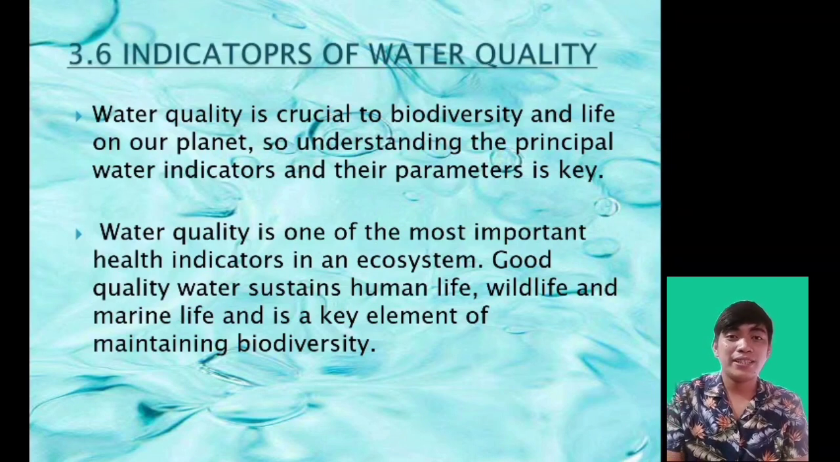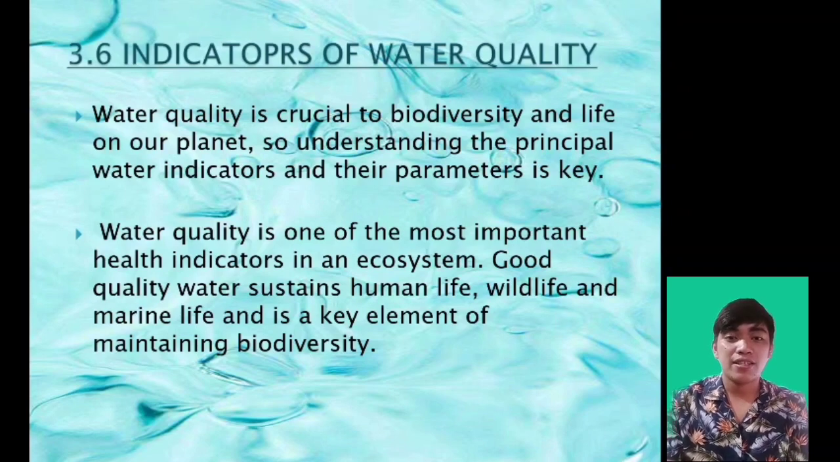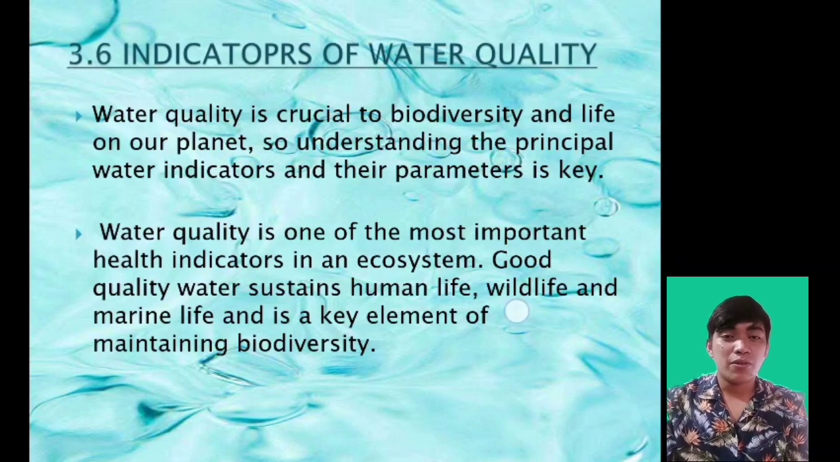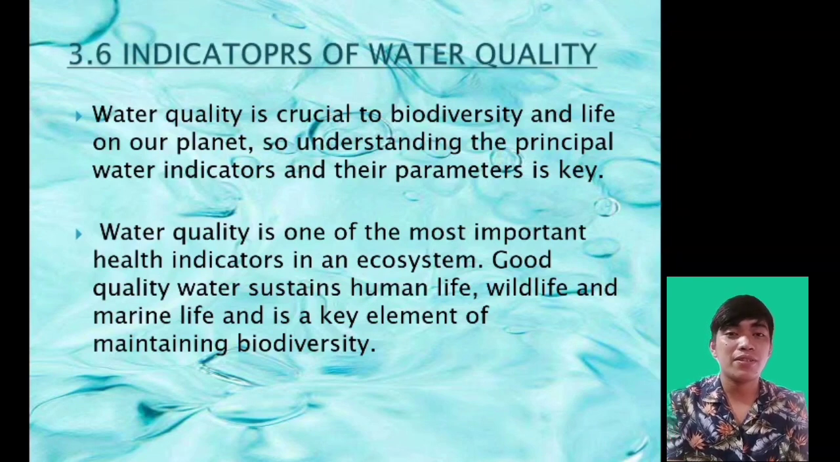Water quality is crucial to biodiversity and life on our planet. Understanding the principal water indicators and their parameters is key. Water quality is one of the most important health indicators in an ecosystem. Good quality water sustains human life, wildlife, and marine life, and is a key element of maintaining biodiversity.